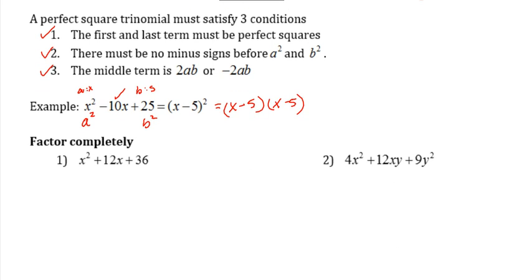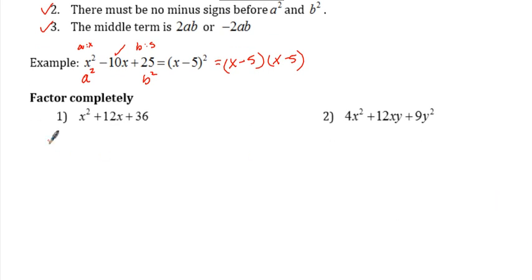Number 1, we come across this, and we notice that we've got an a that is an x, and a b that is a 6. Let's think about what 2ab would be. 2 times 6 is 12, 12 times x is 12x. Is that present here? It is. So I have an x plus 6 squared.